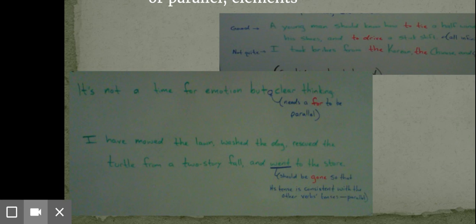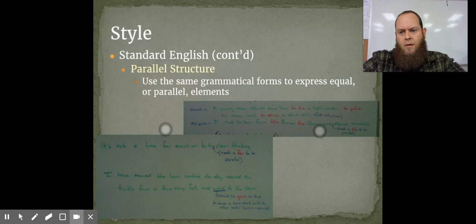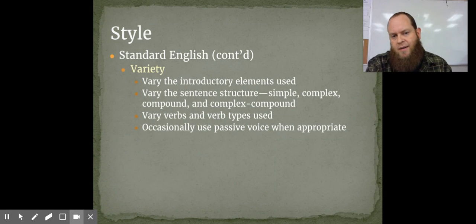Now, this is a case really of just proper verb tense. I have mowed the lawn, washed the dog, rescued the turtle from a two-story fall, and went to the store. This is important. If you look at mowed the lawn, washed the dog, rescued the turtle, it seems like we're dealing in past tense verbs. But the "have" tells us that we're not. Have mowed, have washed, have rescued, right? This is present perfect. And so that "went" should be "gone." I have mowed the lawn. I have washed the dog. I have rescued the turtle from a two-story fall, and I have gone to the store. Very important.